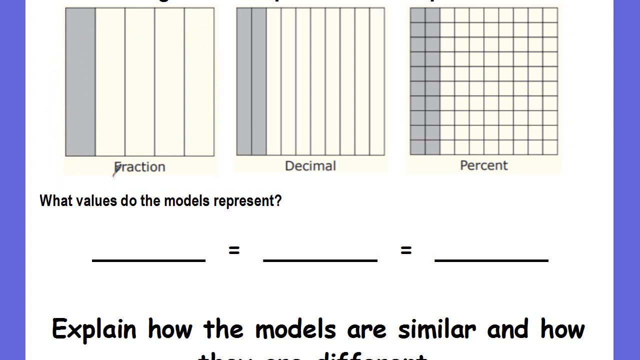First of all, what shaded fraction is represented here? Well, if you look, this whole is cut into 5 equal parts, so that's your denominator. Only one part is shaded, that's your numerator. So the fraction represented in this model is 1/5.